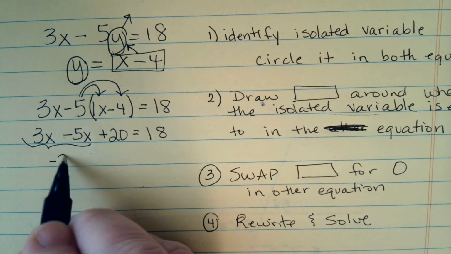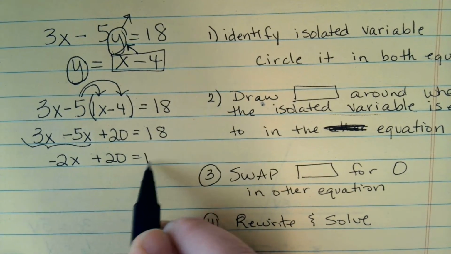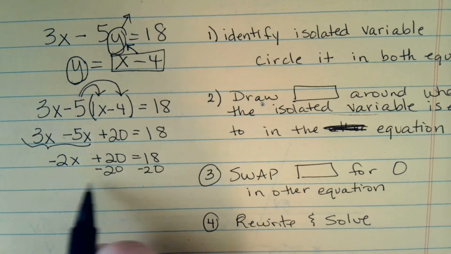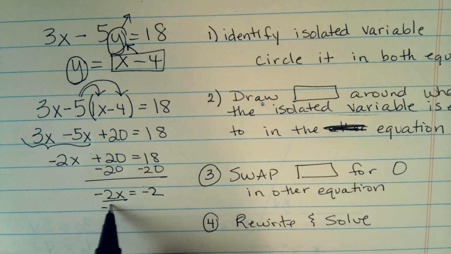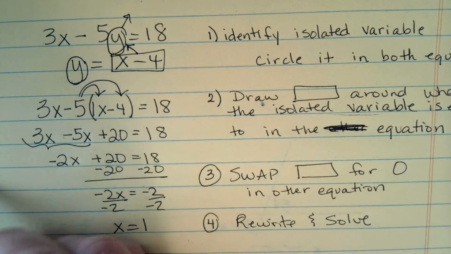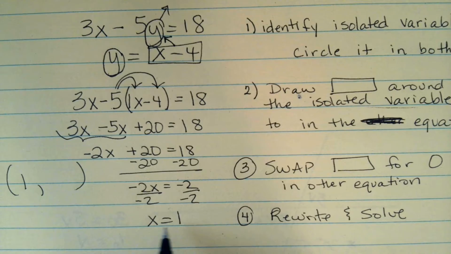3x minus 5x is negative 2x. Plus 20 is 18. Subtract the 20 from both sides. Negative 2x is negative 2. Divide by negative 2. X is 1. You have found the x part of your ordered pair, and it is 1.